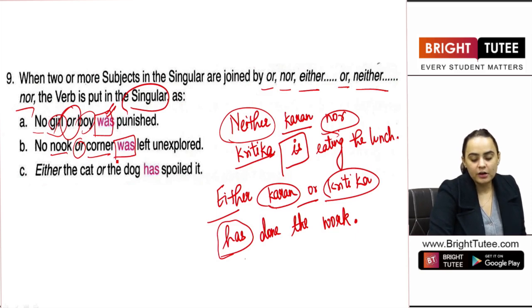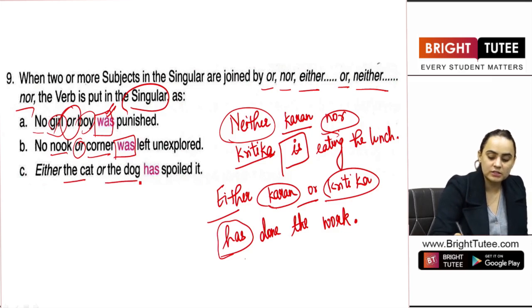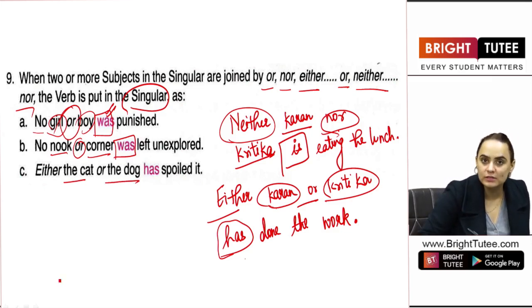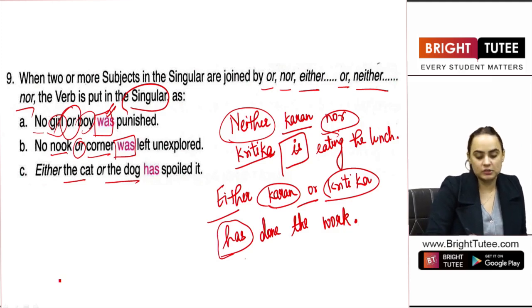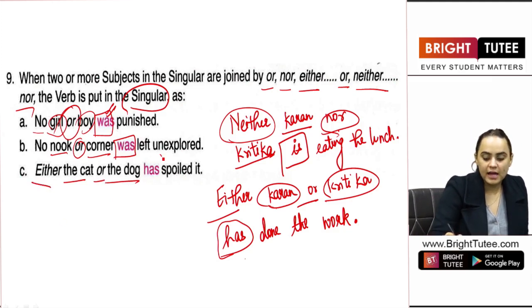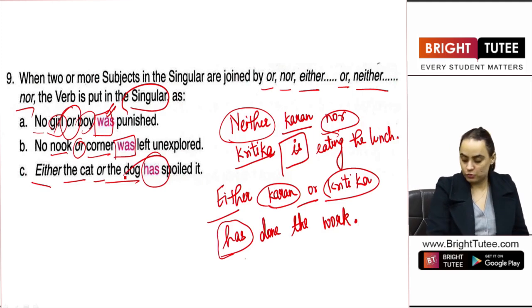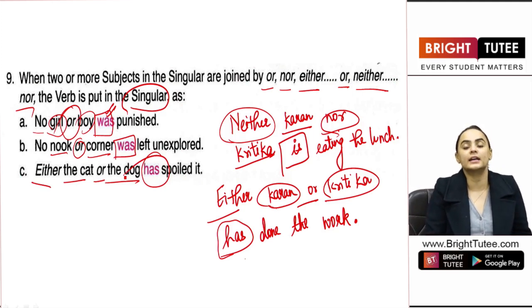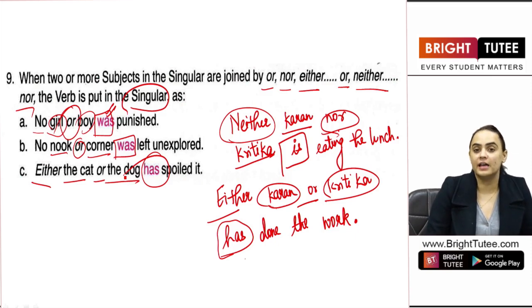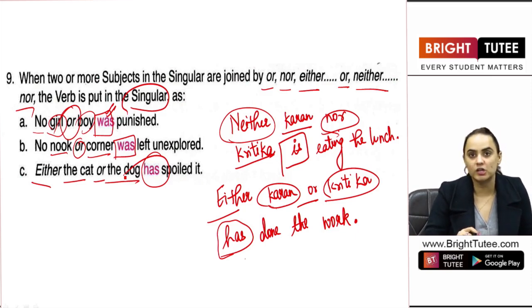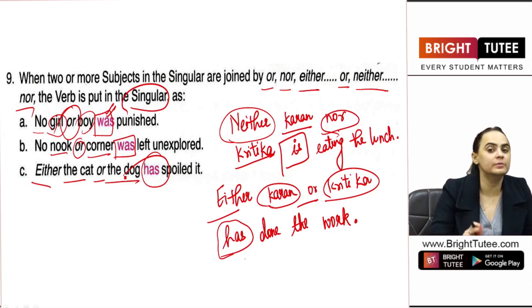Similarly, either the cat or the dog has spoiled it. The cat, the dog, two singular nouns joined together using the conjunction either or. Therefore, my verb is singular, which is has. Therefore, dear students, it is important for us to understand in this rule that if I am joining two singular nouns using the conjunction or, nor, either or, neither nor, the verb will be singular in nature. Right?